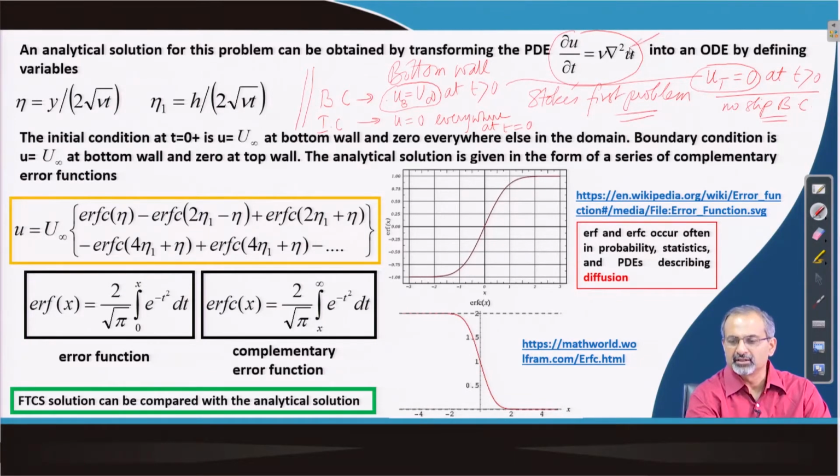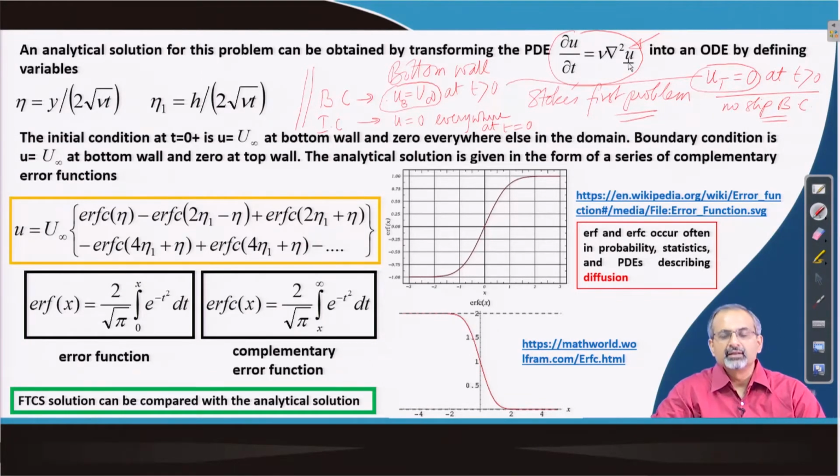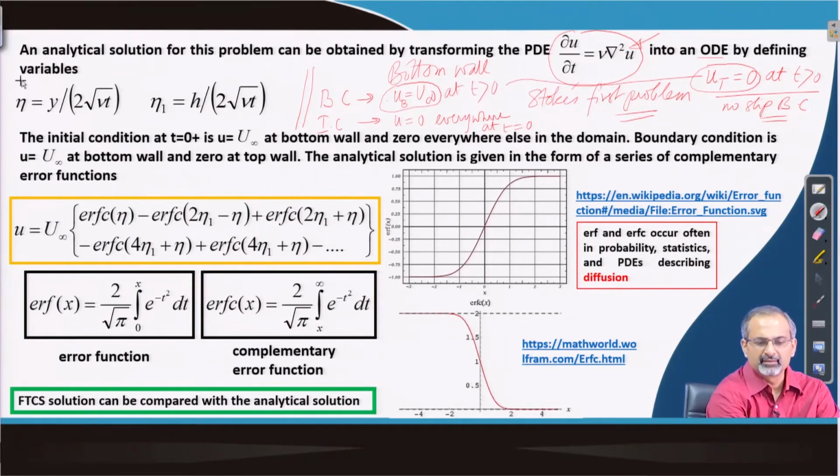So, you have the governing partial differential equation here and we also have the initial and the boundary conditions posed. This essentially gives it a well posed nature, and then if we want to obtain an analytical solution, we convert it into an ODE by defining some variables. We define eta and we define eta 1. Both eta, or rather eta, contains both the independent variables t and y, and in eta 1 we replace y by the gap length h.